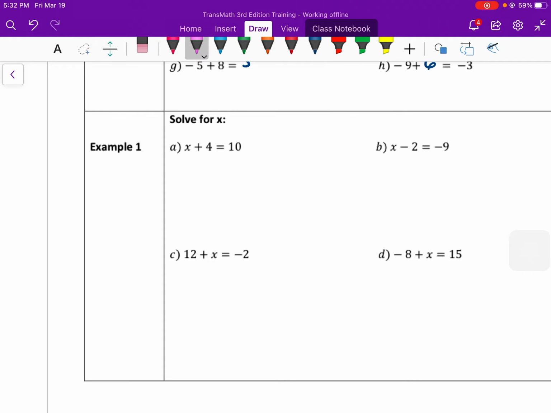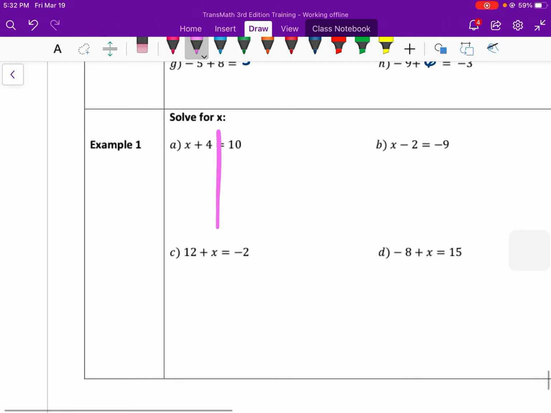Okay, so now we're doing one-step equations. We draw our line. We're going to want to do inverse operations. It's x plus 4 equals 10, so we want to subtract or add a -4 to both sides. We're doing the opposite of adding 4. We're adding a -4. Now these simplify. So we're left with just x equals 6 because I did 10 plus a -4.